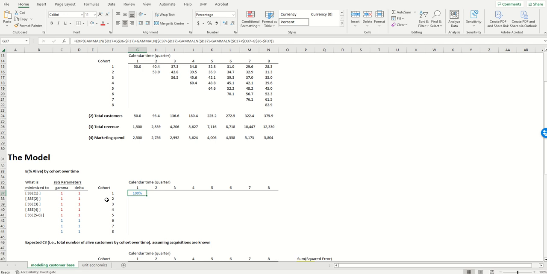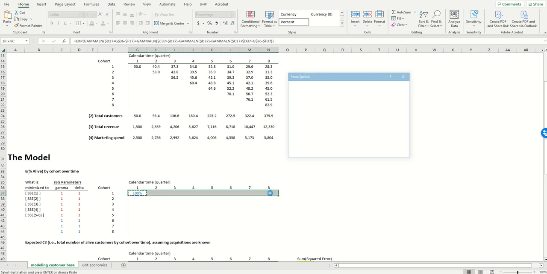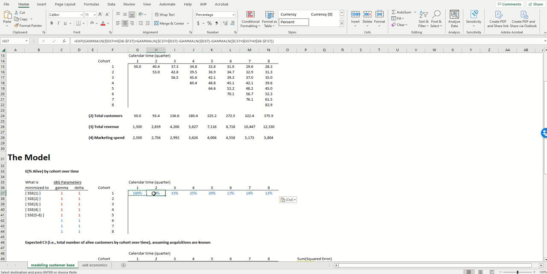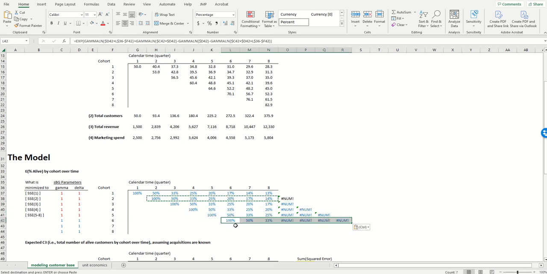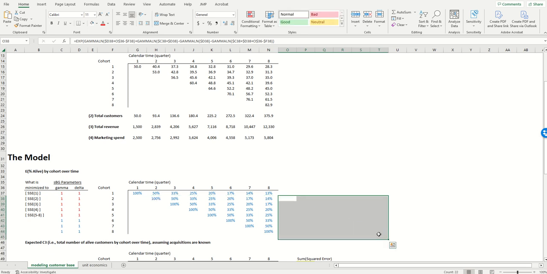And so we have basically our SPG model. This is going to be pretty much exactly the same thing as what we did earlier, except now I'm going to get the different proportions of the cohort that are alive for all of my different cohorts. So this is the retention curve associated with cohort 1. This is the retention curve associated with cohort 2. And we can just keep this going: cohort 3, cohort 4, cohort 5, 6, 7, and 8. And I'm just going to clean all this up over here.